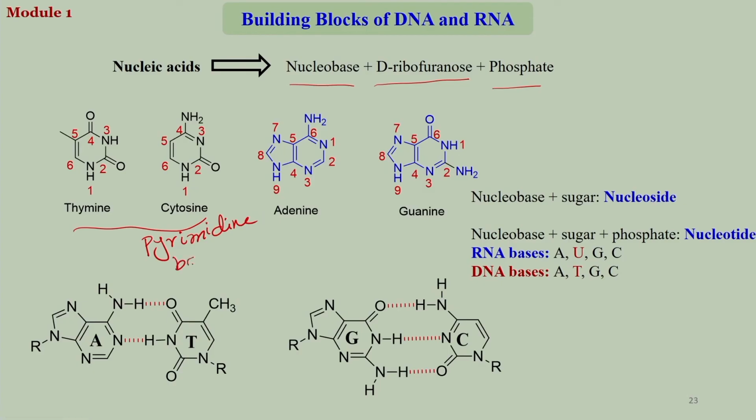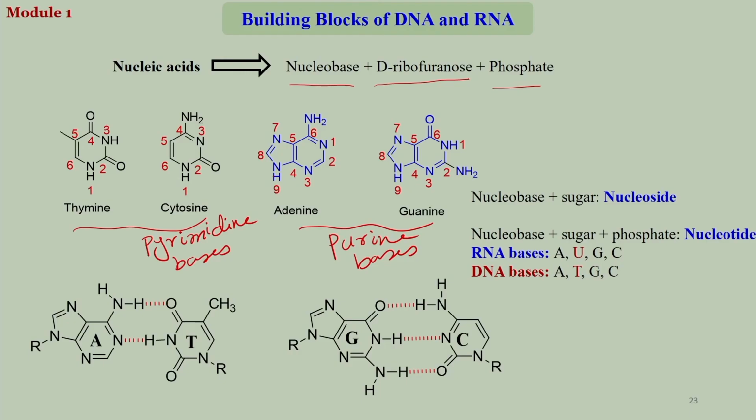bases, because their basic skeleton is the pyrimidine structure, which has a 6-membered ring with 2 nitrogen atoms in 1 and 3 positions. And on the other hand, adenine and guanine have one 6-membered ring fused with a 5-membered ring, and they have of course this skeleton again 1,3 1,3. So, these two are known as purines. They have the basic skeleton that has a purine kind of structure. So, adenine and guanine are purine bases, thymine and cytosine are pyrimidine bases.